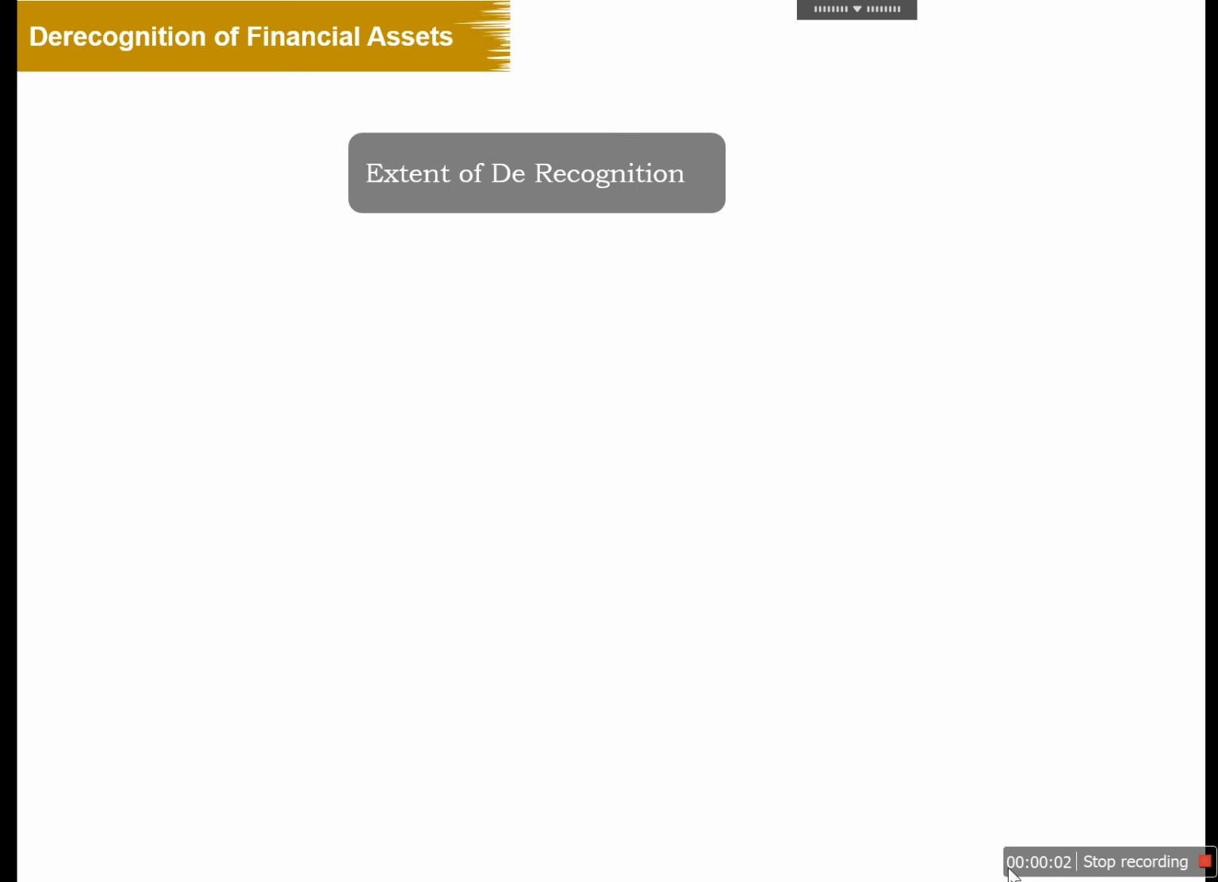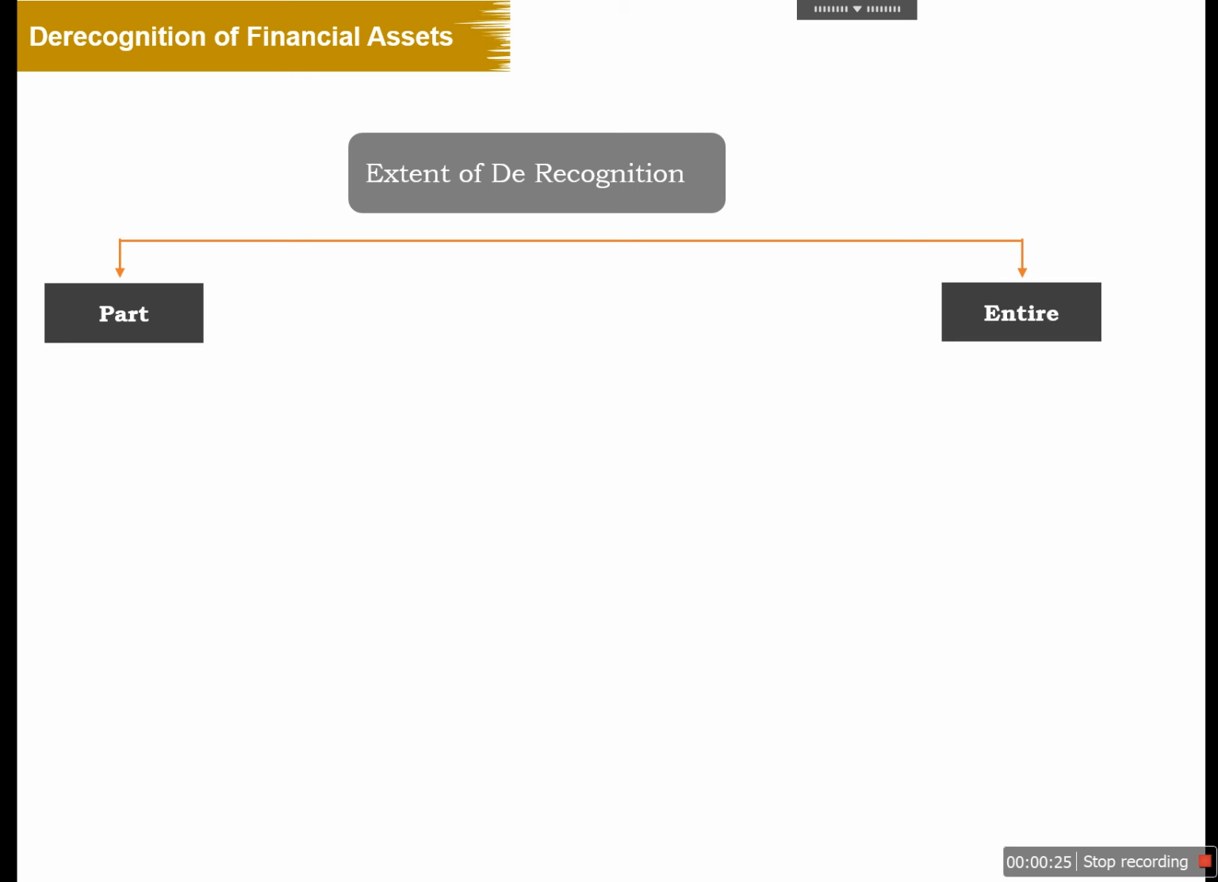When we are evaluating the derecognition of financial assets, we need to evaluate to what extent the derecognition principle should be applied to financial assets or a group of similar financial assets. While evaluating, we need to check whether derecognition will be applied on part of the financial assets or it has to be applied entirely on the financial assets or group of similar financial assets.